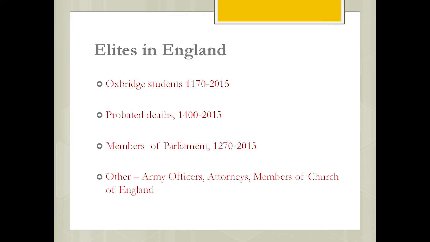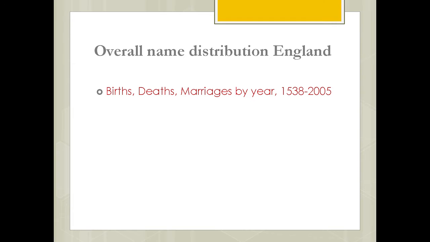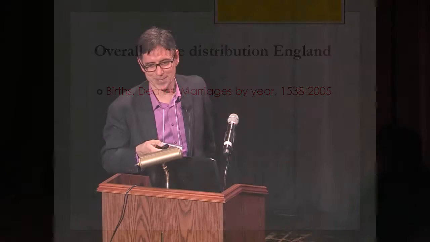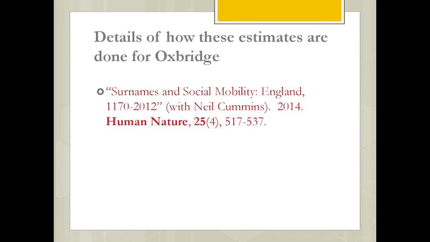And then the other thing in England is from 1538 onwards, we know the distribution of births, deaths, and marriages by surname. And so we have all of these different ways of estimating what the surname distribution is. And so England actually turns out to be a very nice society in which to do these estimates of social status. And if you want a kind of summary of how we can do this with Oxbridge, we have an article published in Human Nature recently in 2014 that summarizes this.